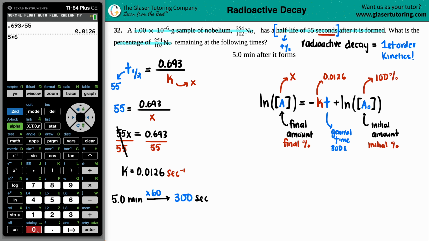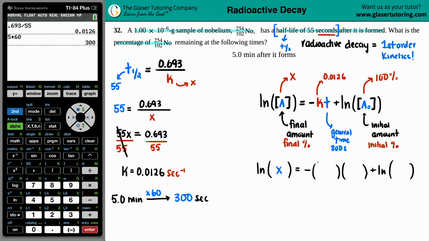I'm just going to do this so that I have it ready to go for when we do the calculation. And now we're going to solve for x. So let's just fill it out first. Okay, so we're going to say ln of x equals negative, the negative is part of this formula, 0.0126 times the 300 seconds plus the ln of 100.